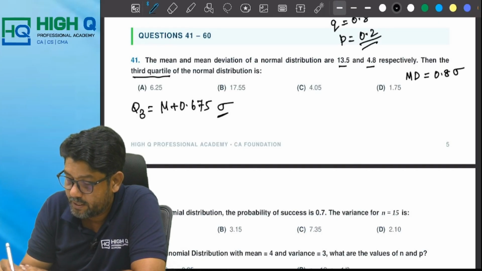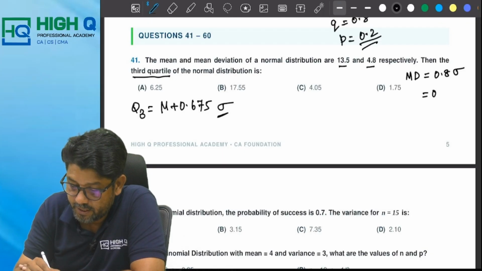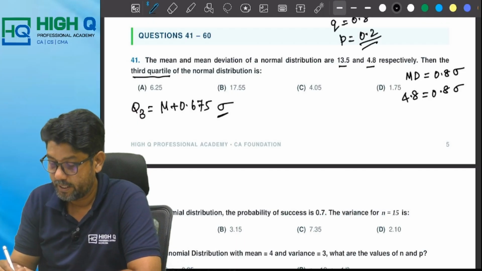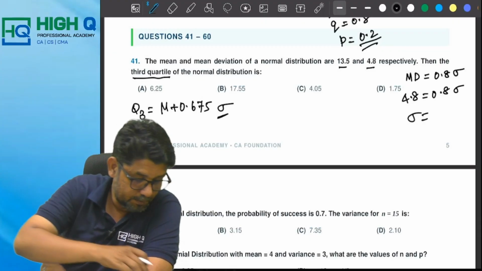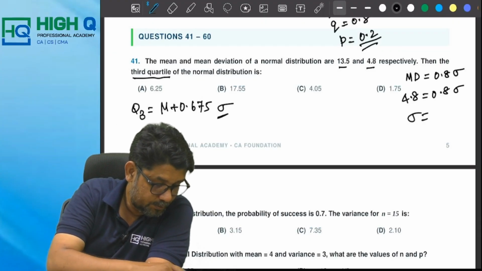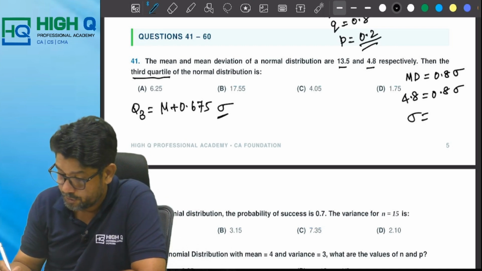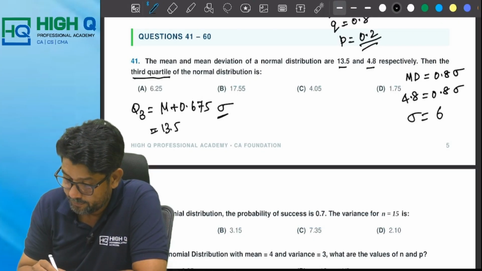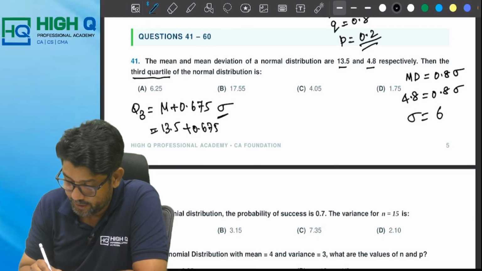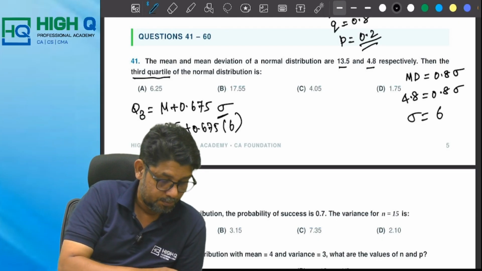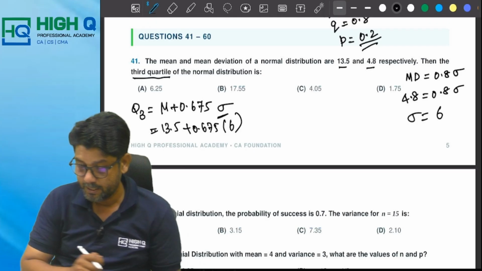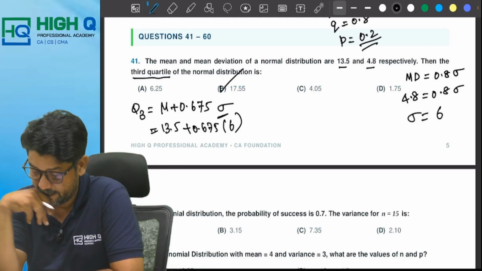You know the rule. Mean deviation is equal to 0.8 sigma. The mean deviation is already given, sorry, 4.8. So 4.8 is equal to 0.8 sigma. So sigma is equal to 4.8 divided by 0.8, my dear. I think you know 6 will come. So sigma is equal to 6. Now substitute here: mean, already you know 13.5, plus 0.675 into 6. I get 17.55 as the answer.